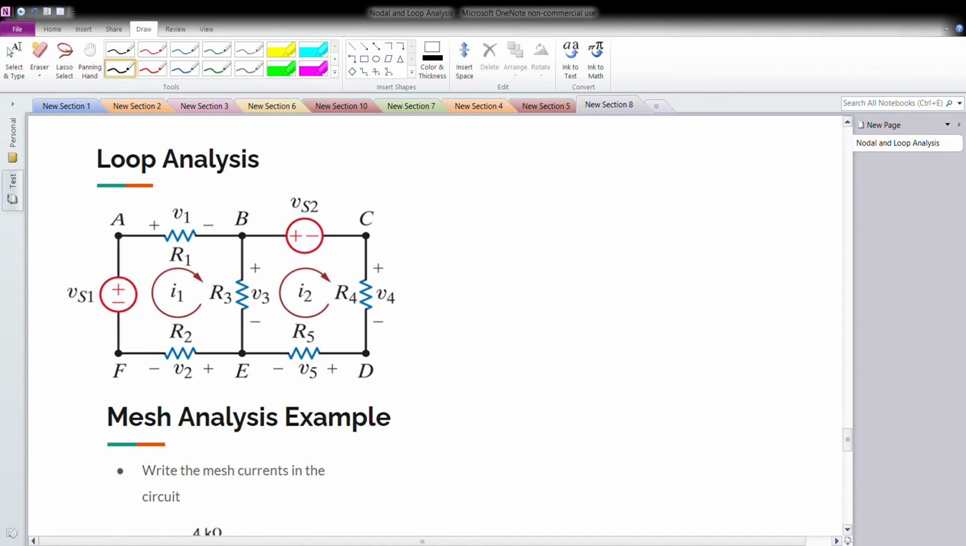Okay, so we have this circuit. We've already defined our currents. We want to find our loop currents and basically our voltages in our loops. So if I'm writing a KVL for loop 1, if I start at my source, it's going to be negative VS1 plus V1 plus V3 plus V2 equals 0. And then same thing at loop 2. I have negative V3 plus VS2 plus V4 plus V5 equals 0.